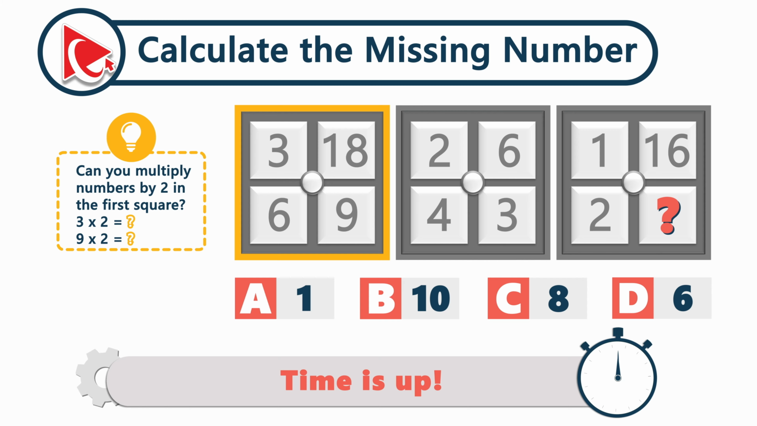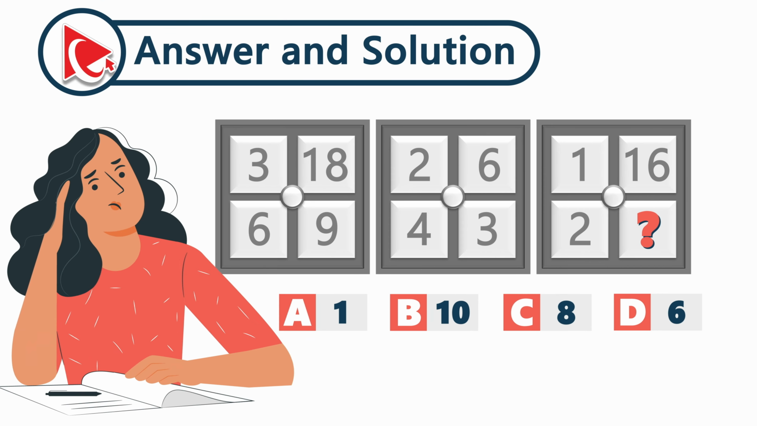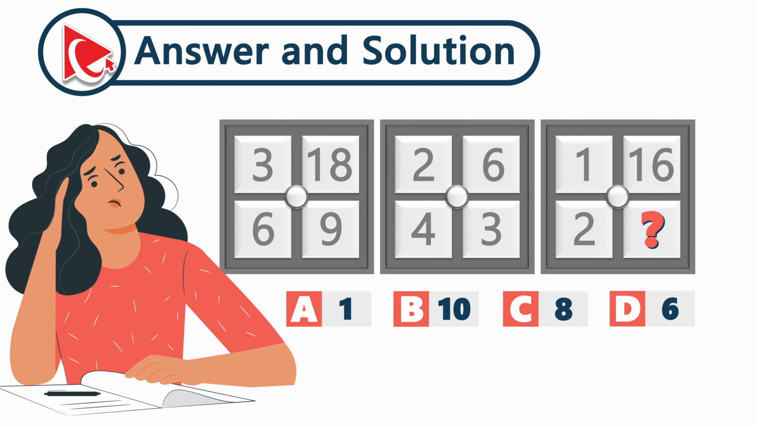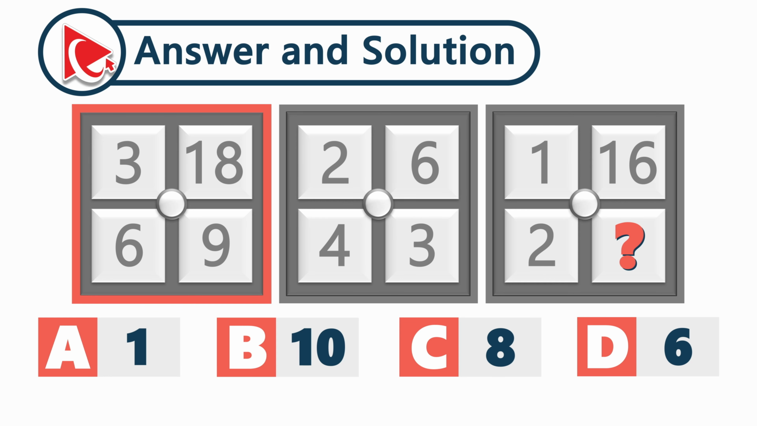Are you ready? The way to solve these types of challenges is to try to detect the pattern. Is detecting pattern easy? Not necessarily, but it's definitely possible. Let's take a close look. Let's look at the first square. First square has numbers 3, 6, 9, and 18.